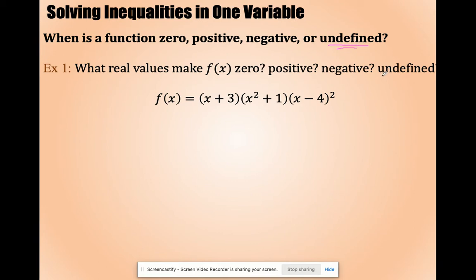Well, I can answer this easily. F of x is a polynomial. It's an x to the first, an x squared, and an x squared. This is a polynomial. Polynomials are always defined everywhere. So there are no real values that make this function undefined. Nope. Polys have a domain of all real numbers, right? Now, what makes this polynomial 0, positive, or negative since I've eliminated undefined?